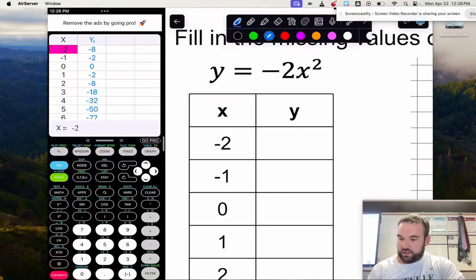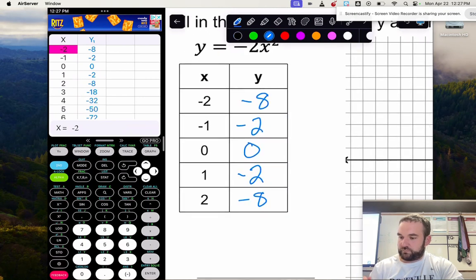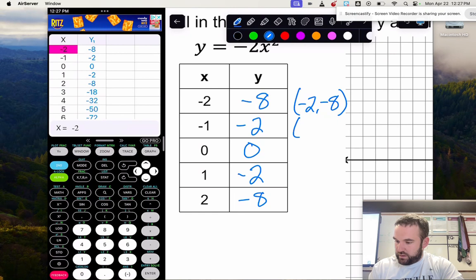When x is negative 2, y is negative 8. When x is negative 1, y is negative 2. When x is 0, y is 0. Now this is the weird part. When x is positive 1, y is also negative 2. And then when x is 2, y is negative 8. So now if I put these numbers together into ordered pairs: when x is negative 2, y is negative 8. X is negative 1, y is negative 2. X is 0, y is 0. X is positive 1, y is negative 2.